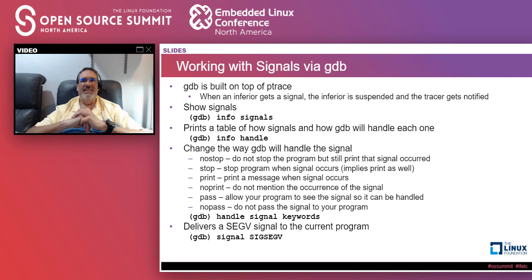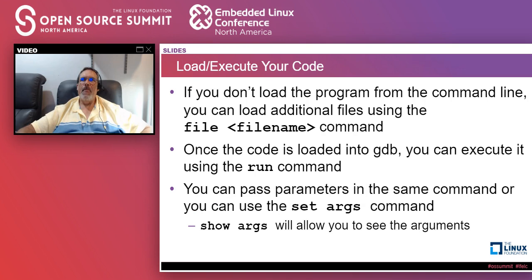We can then deliver a signal on demand from GDB. If we wanted to send the segmentation violation, we can do signal SIGSEGV, and that would then send the signal to the main application. Obviously, if we had pass turned on, then it would pass that signal on to the threads. So we can generate signals interactively from within GDB and test our applications that way if we happen to have signal handlers.